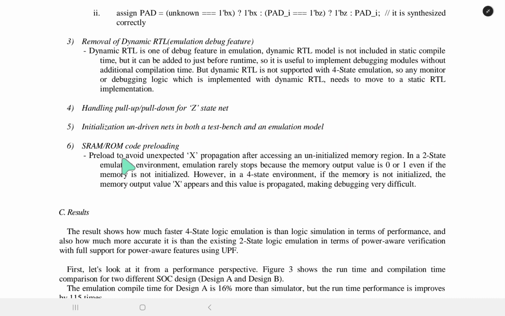In a two-state emulation environment, emulation rarely stops because the memory output value is 0 or 1, even if the value is not initialized. However, in a four-state environment, if the memory is not initialized, the memory output value X appears, and this value is propagated, making debugging very difficult.